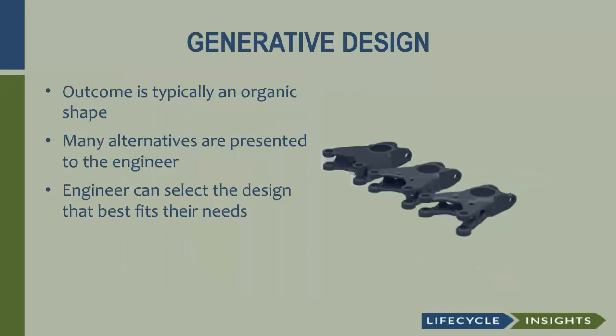So what you typically see from this type of process is you have a shape that more often than not becomes very organic, right? It tends to follow the load path through the design. You look at those multiple alternatives and you select the one that best fits your needs. Again, you are the one that stays in control of the design.